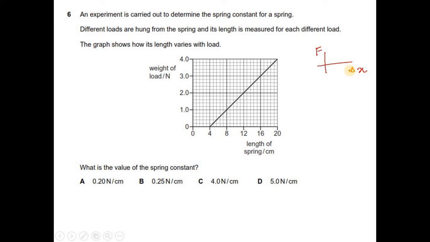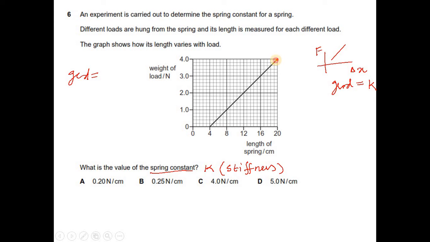If you have a force extension graph, and if you have a straight line, then remember, the gradient of this graph, that is rise over run, gives you the value of k, or the spring constant. So the gradient is the spring constant. You just need to find the gradient of this line, and this gradient will give you the spring constant or value of k. Sometimes it is also known as stiffness. Remember, this is also known as the stiffness of the spring. So you need to find the gradient, which would be equal to rise over run.